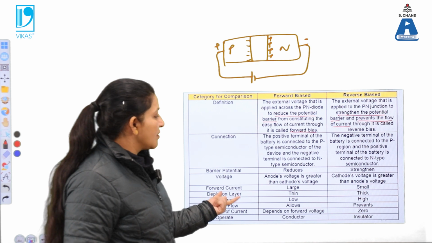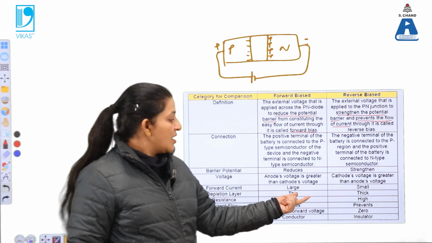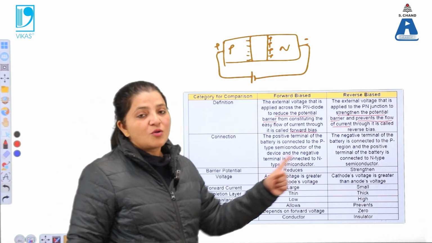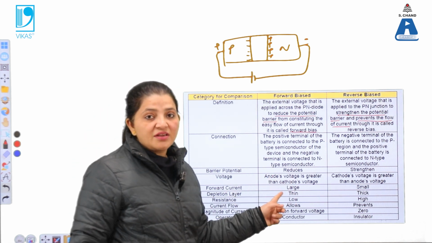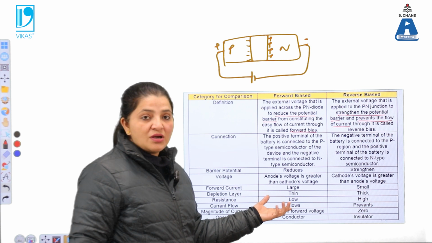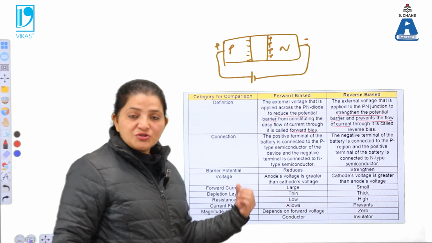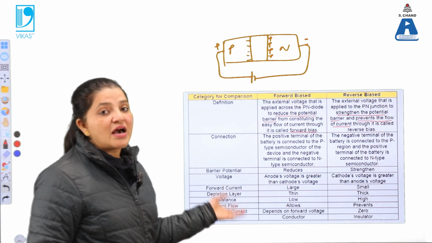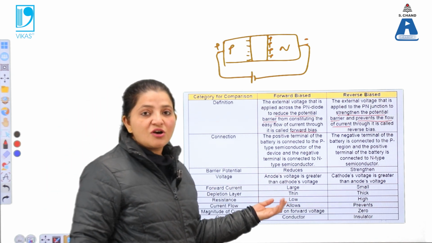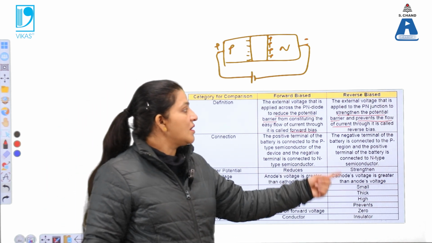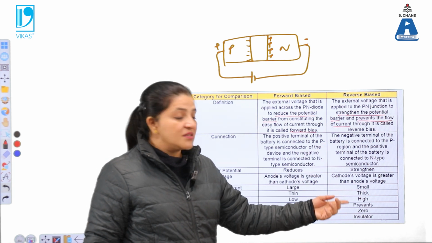Now next is the forward current. Forward current will be large, and in the reverse case it will be small. Now why is this so? Because in the forward current we know that the current is due to the majority charge carriers. The majority charge carriers are present in a larger amount. So that's why the forward current will be large in the case of forward biasing and small in the case of reverse biasing.